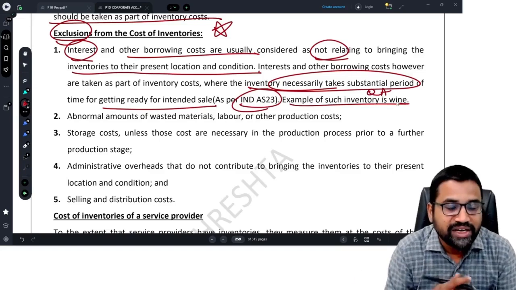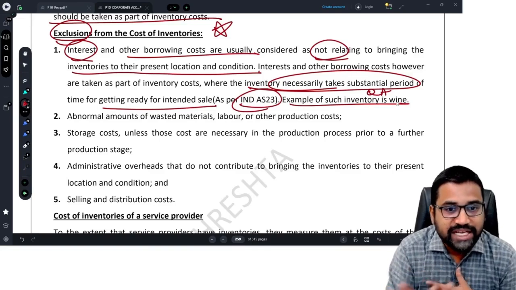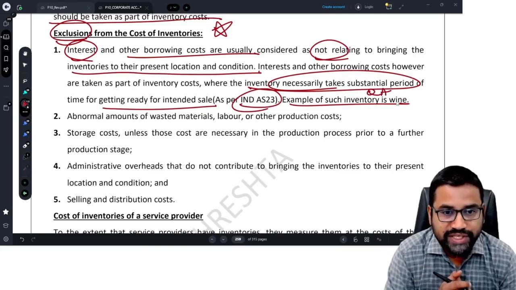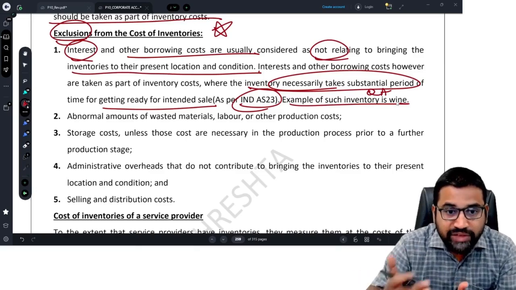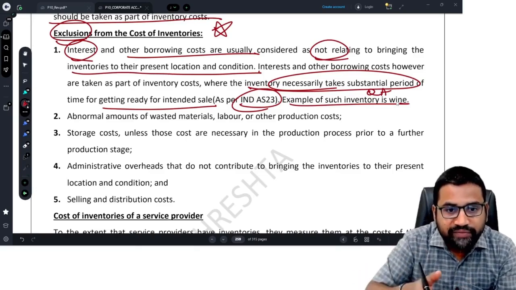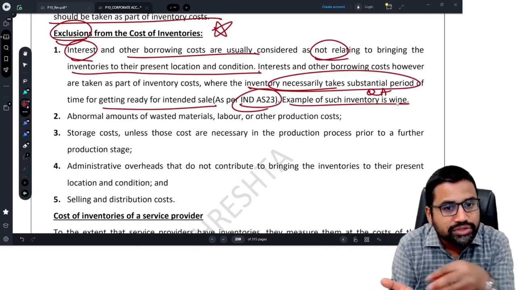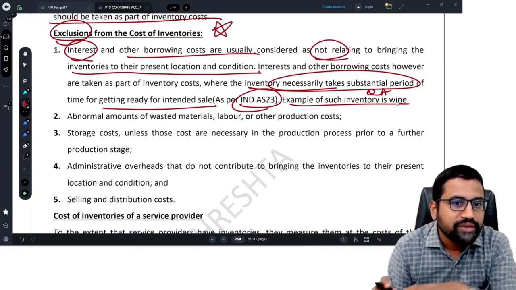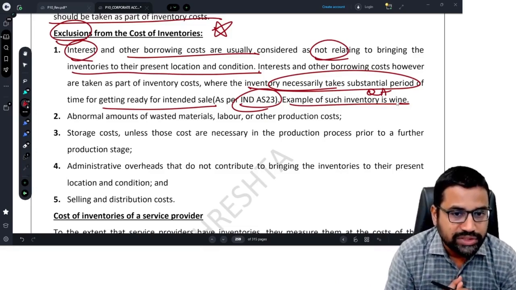For example, inventory like wine is a qualifying asset because it takes a substantial period of time to get ready for intended use or sale. When you are manufacturing a qualifying asset which takes a substantial period of time to get ready for its intended use or sale, then interest and other borrowing costs, you can include. But for normal inventory, interest and other costs should not be included. So this is the first exclusion from the cost of inventories.